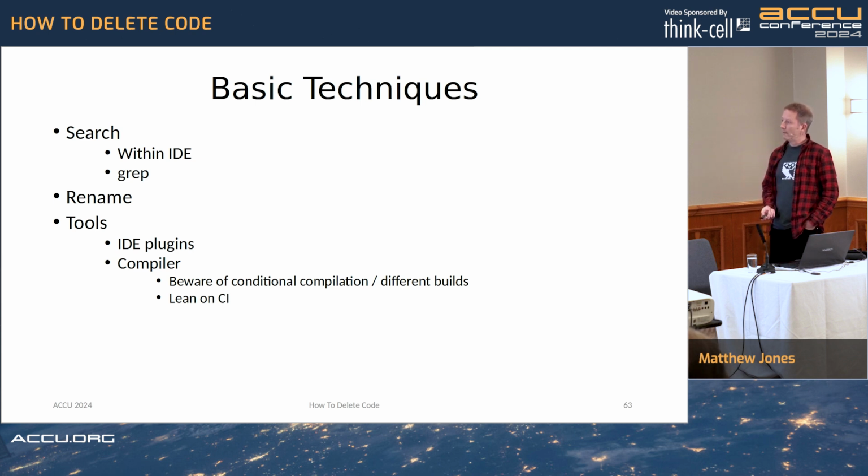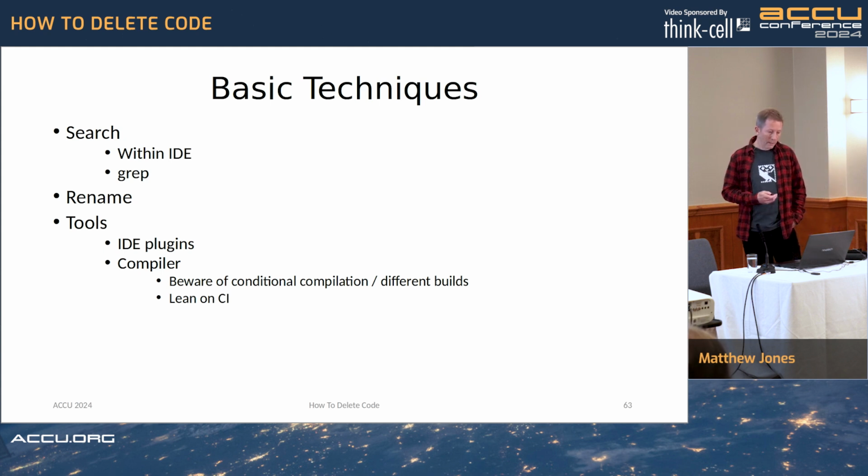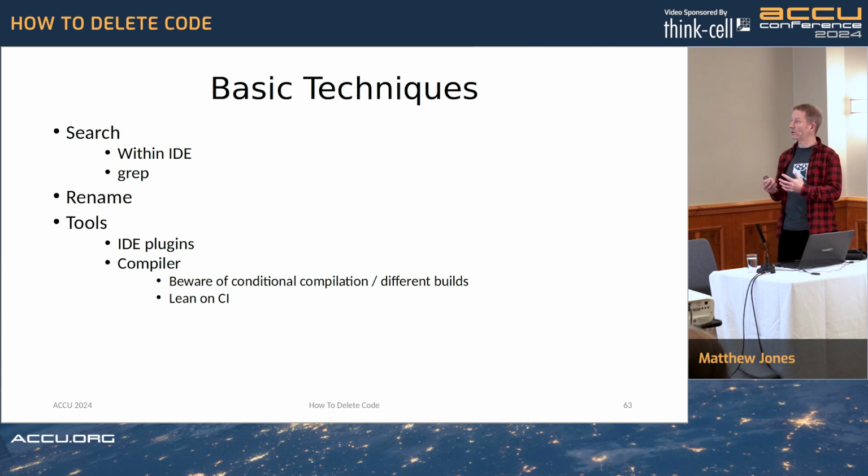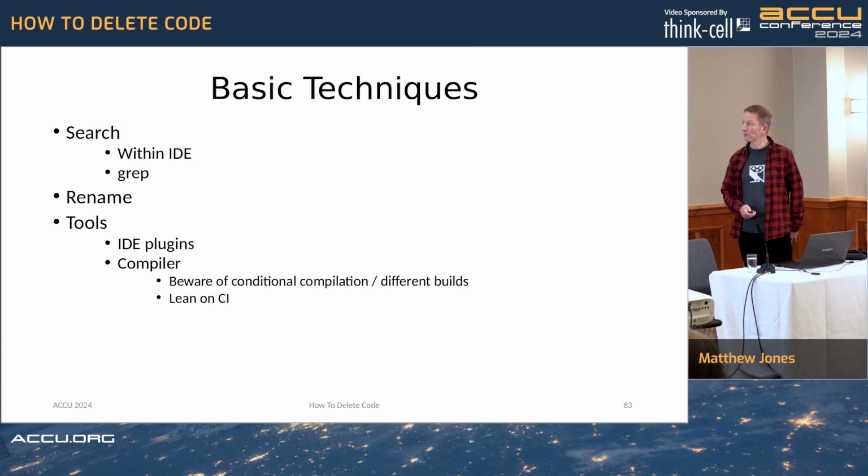There are many, many other tools. Most IDEs now have plugins. I tend not to use them because they slow things down and fight each other. But I'm sure there are plugins for Visual Studio that will help you find dead code, or at least annotate the source code. There's always the compiler, as I've said, but make sure you're building the right thing. That the build you're looking at doesn't conditionally compile out half the source code. Yeah, so lean on your CI system to help you find this stuff. Make changes and see what breaks.